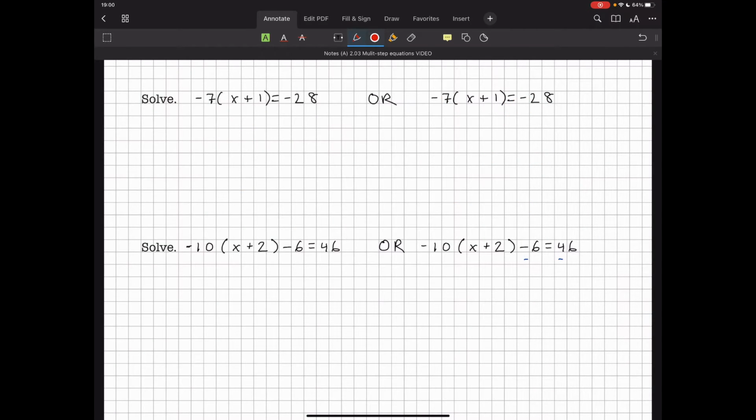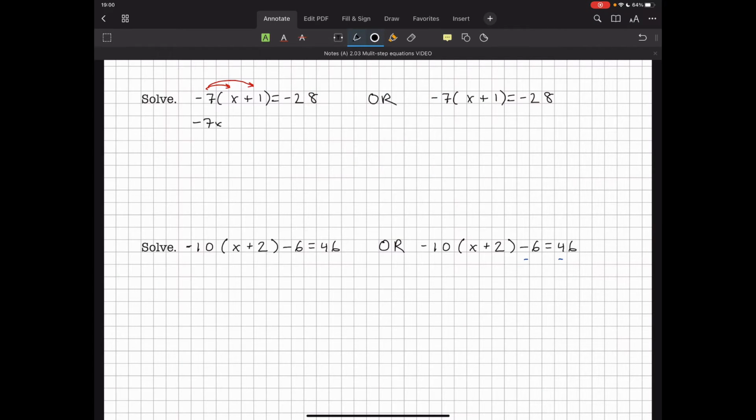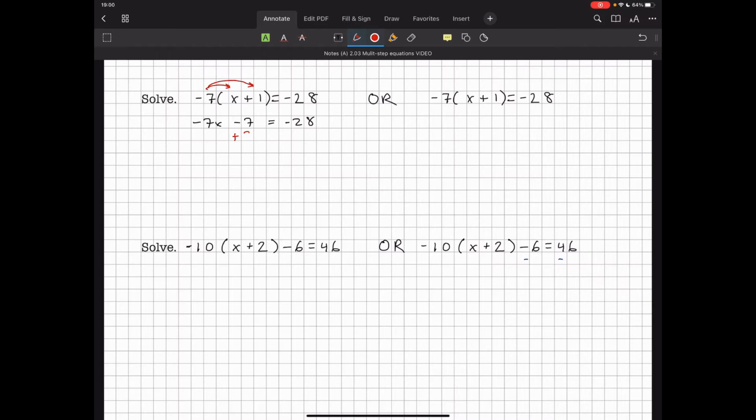In problem number 2, many people would start this problem off by distributing the -7. If we do that, we end up with -7x minus 7 equals -28. We would then add 7 to both sides, leaving us with -7x equals -21. Then, of course, we'd divide by -7, leaving us with x equals 3.